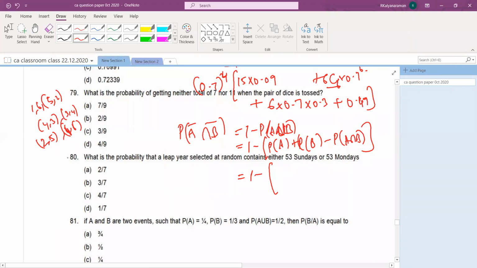So 6 ways. So 1 by 6 plus P of B, total of 11. Total of 11 will come 2 ways. 2 by 36. So 1 by 18. So 6 by 36 plus 2 by 36, minus, 7 and 11 will not come in any way. It's not possible. So these are mutually exclusive. So this is gone. So you'll get 1 minus 8 by 36. So 28 by 36. So 7 by 9.